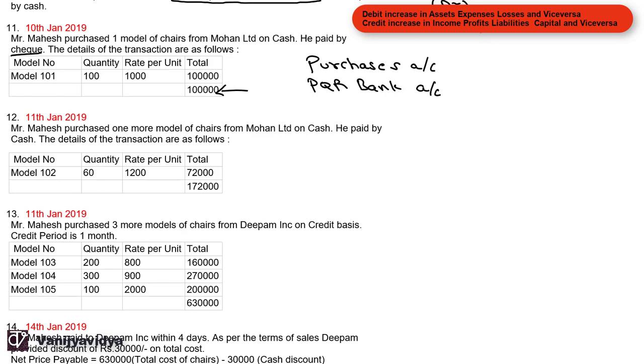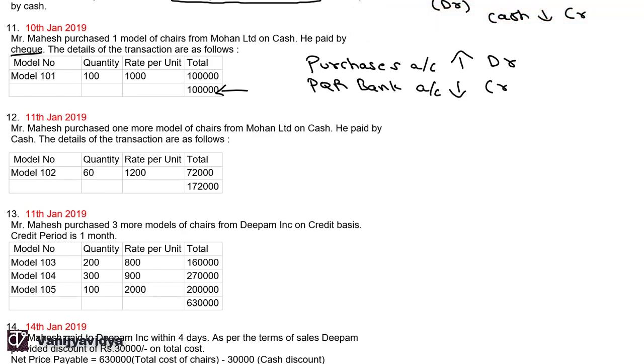Now purchases account is an expense. We have purchased the goods. So there is an increase in the expense. So we have to debit. PQR bank account is an asset. So there is a decrease in the balance, bank balance or decrease in the asset. So we have to credit. So the entry will be purchases account debit to PQR bank account and amount is 1 lakh.